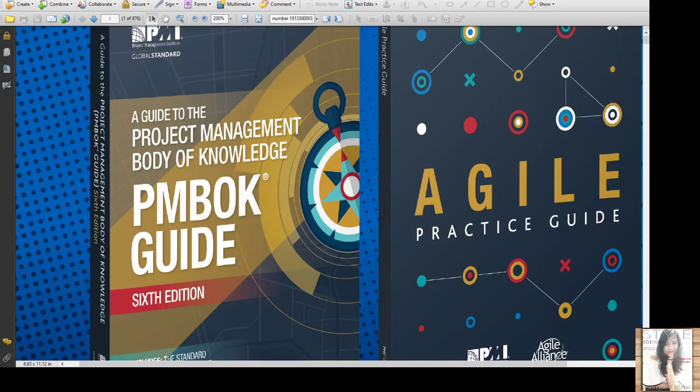Part 2 contains the standard for project management. There's an introduction. Number 2, the initiating process group. Number 3, the planning process group. Then number 4 is the executing process group. Number 5 is the monitoring and controlling process group. Number 6 is the closing process group. Part 3 is the appendixes, the glossary, and the index.